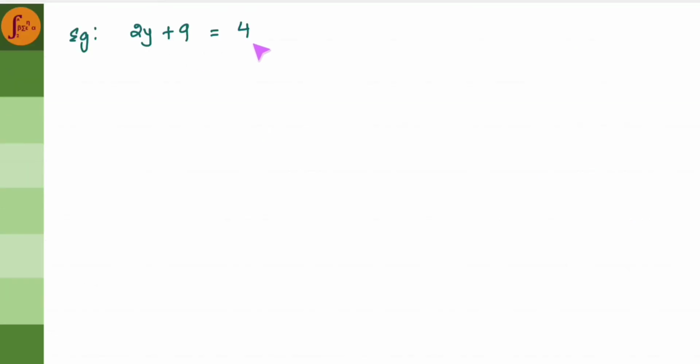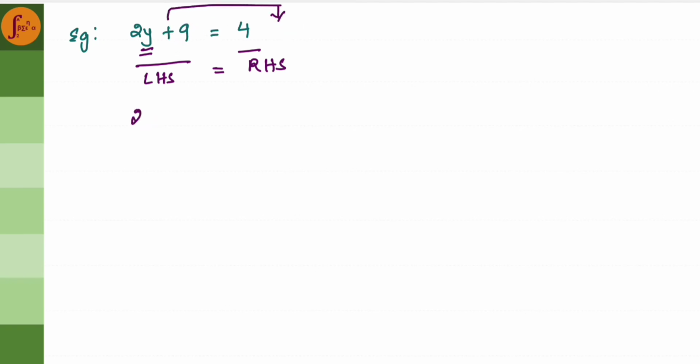Let's take another example. 2y plus 9 is equal to 4. Now we'll have to solve, which means we'll have to find the value of y. So what we have to do, we'll have to remove this number 9 from this place, right? This is the left hand side, LHS. This is equal to, and this is RHS. Now to get just y, we'll have to shift this here.